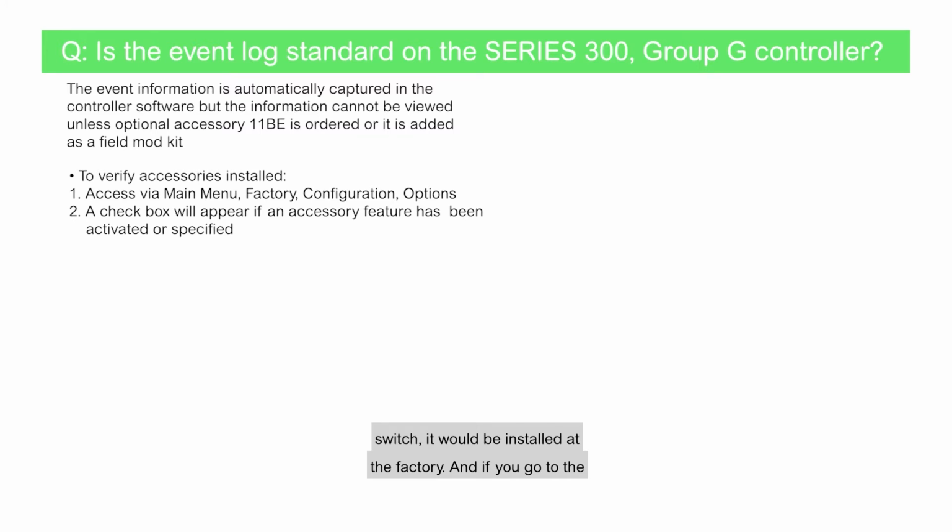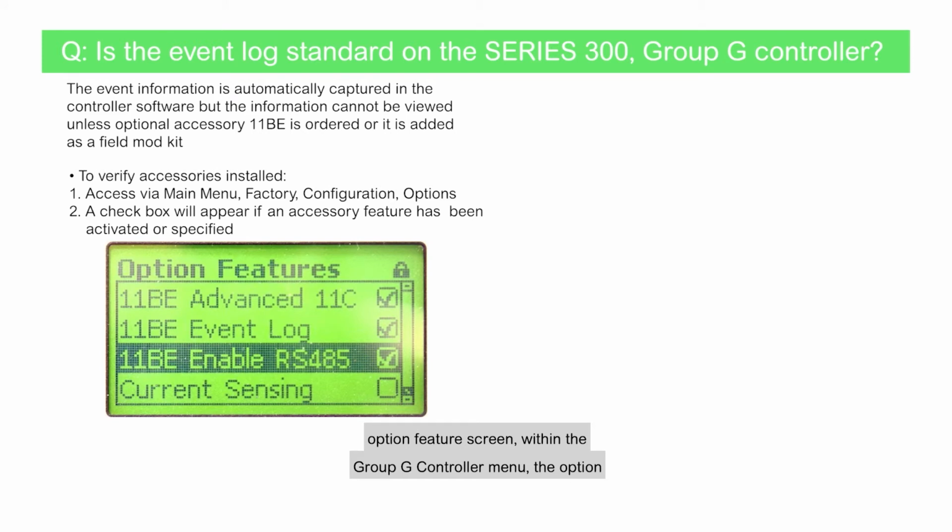And if you go to the option feature screen, within the Group G controller menu, the option 11BE Enable RS485 is checked, meaning it is enabled. And that would tell you that you have the 11BE feature. In that case, then you can just pull up the event log and read the historical events.